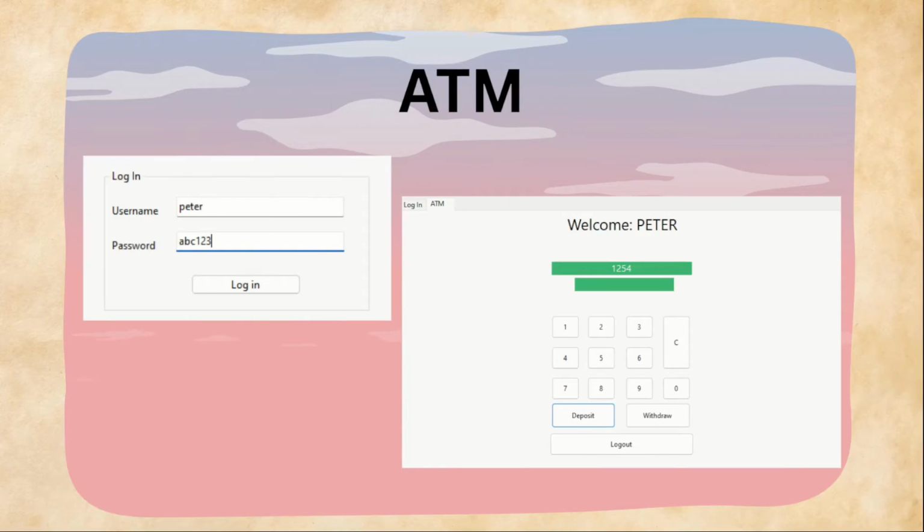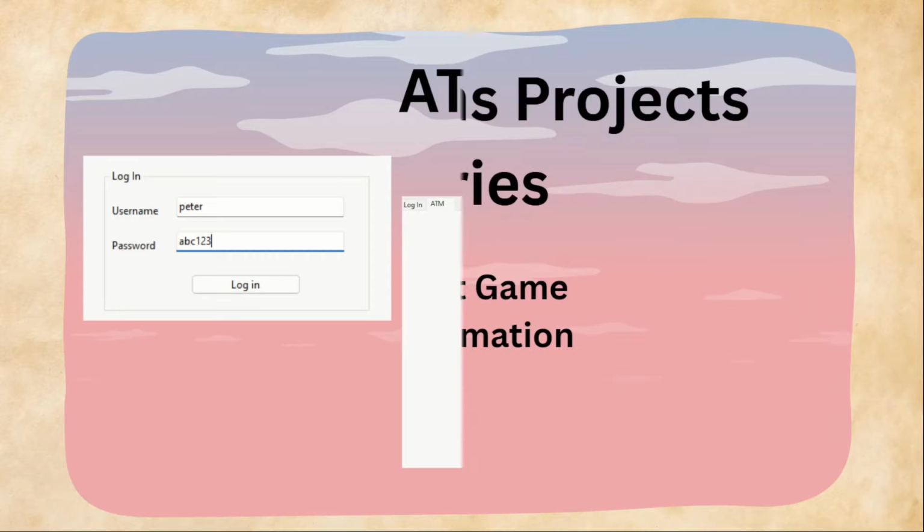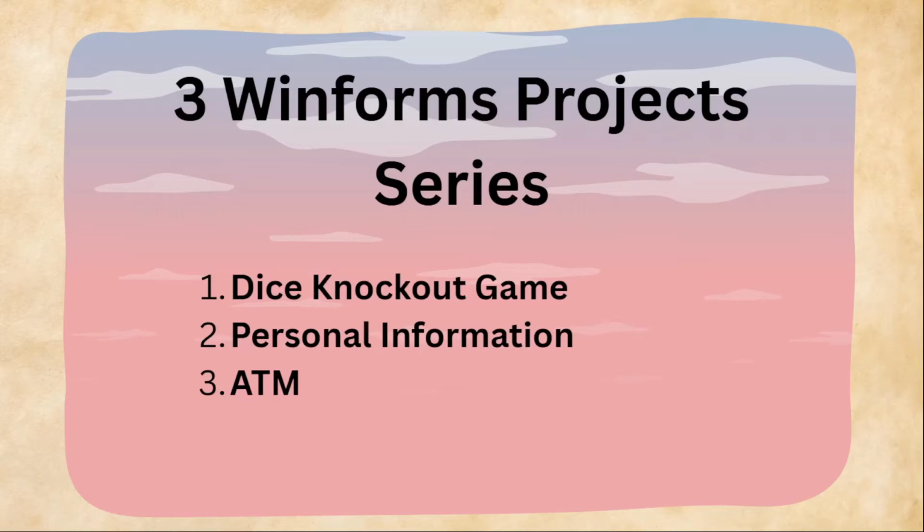Our third and last project is the ATM project, and in this project, we will work with 2 different pages, a login page and the ATM page. We will create users in our system, and only the legitimate user, the user which we have in our system, will be able to perform transactions on the ATM. This project is a little bit advanced because we will be using a simple class in order to create users. So these are the projects we are going to create: dice-based knockout game, personal information system, and ATM.